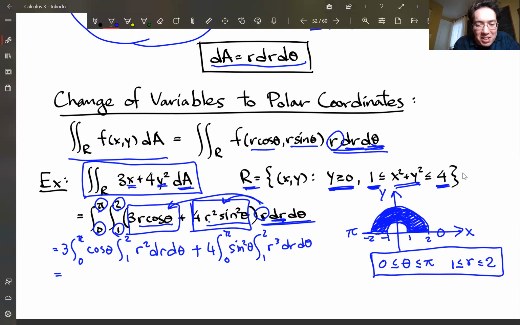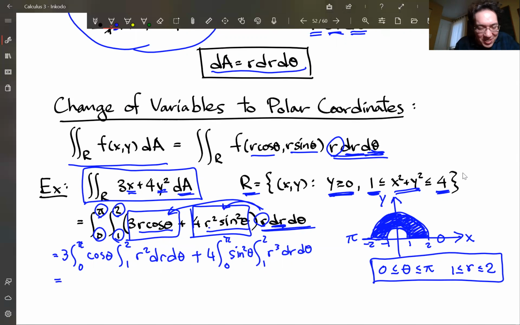All right. I don't think I left myself enough room to compute this, but let me go as far as I can. So 3 times the integral from 0 to pi of cosine theta, and the antiderivative of r squared is r cubed over 3, with r changing from 1 to 2.